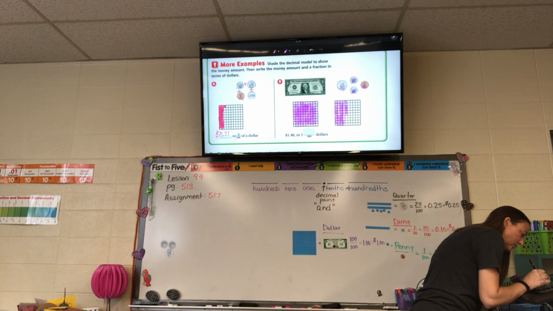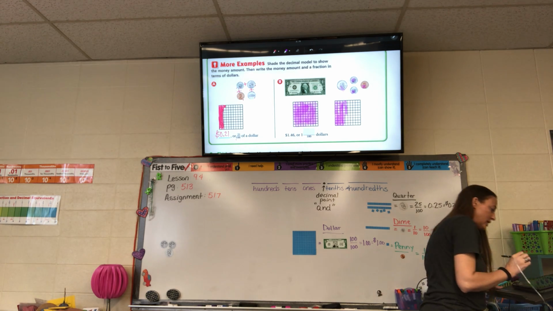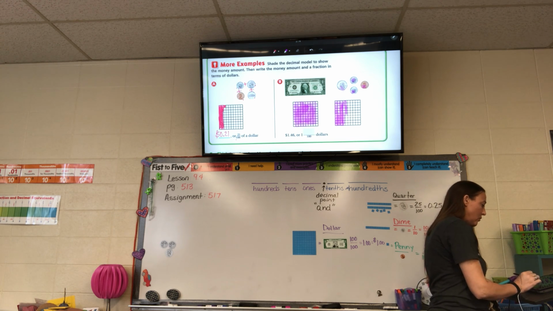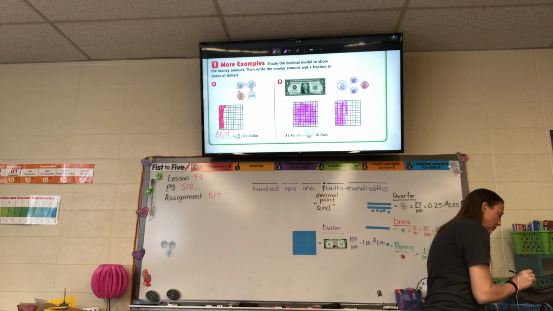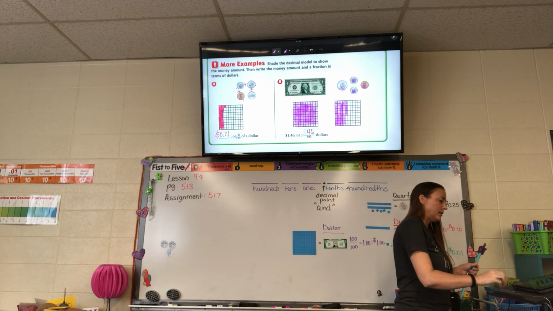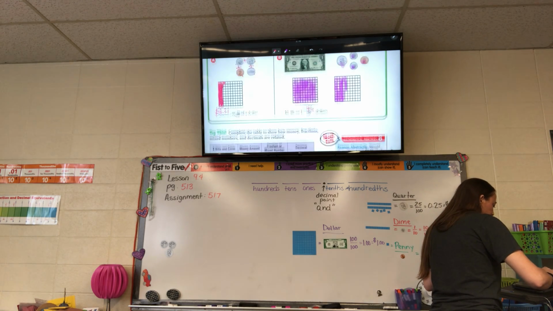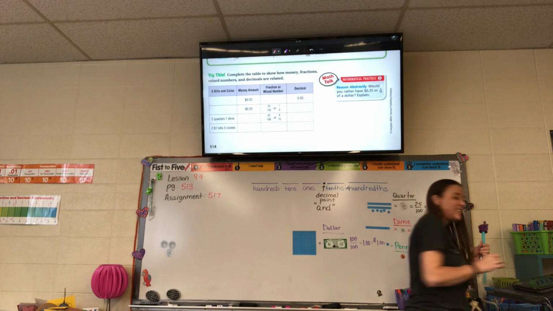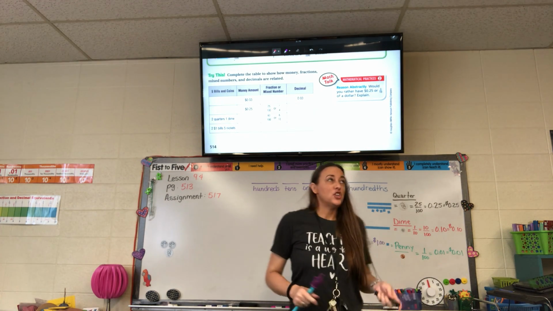So altogether we will have 46 shaded, and then of course the whole. So now we've got $1.46 or 1 and 46 hundredths of a dollar. All right, so this is fun. I like to complete these charts.